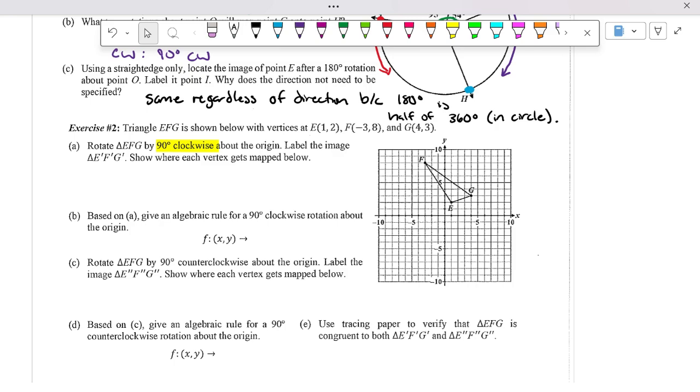All right. So let me ask you guys this. When you did that, what point did you end up at? So for F, we know it has to end up somewhere in quadrant 1. So it's originally at the point 3 or negative 3, 8.